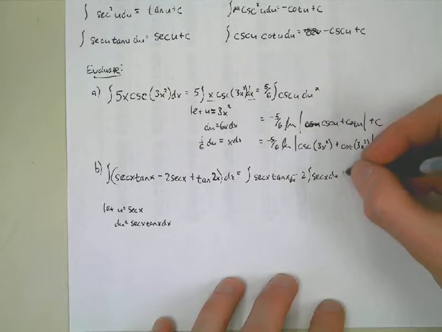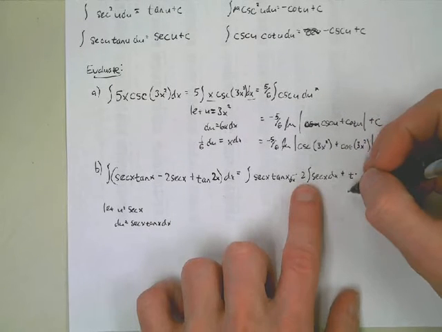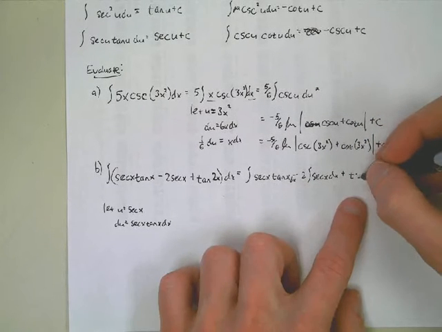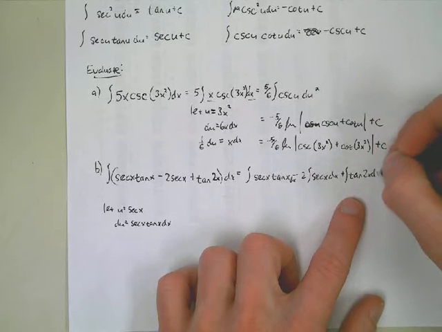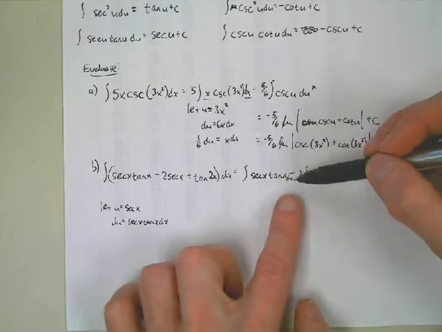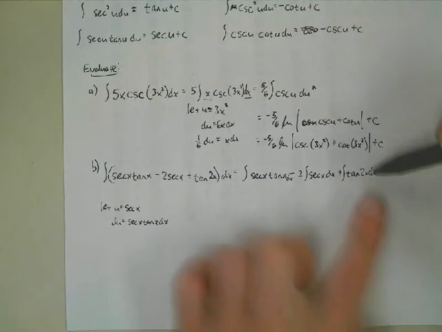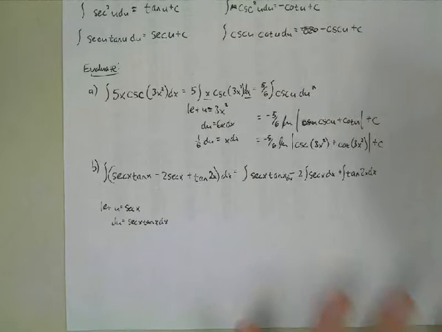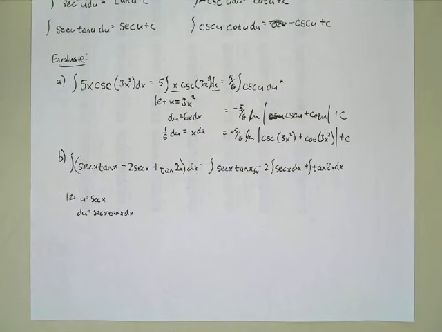So I'm breaking up over addition and subtraction. I'm also going to move that 2 outside my integral here. So you can see it's the integral of secant x tangent x dx, minus 2 times the integral of secant x dx, plus the integral of tangent 2x dx. And we can do that. Break it up to make it easier.